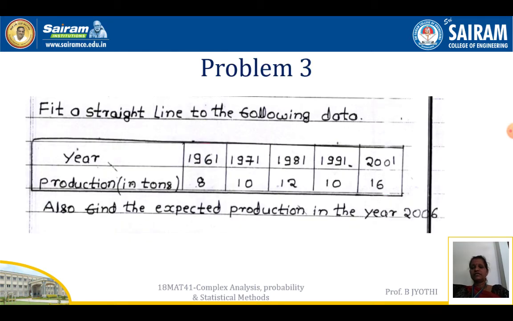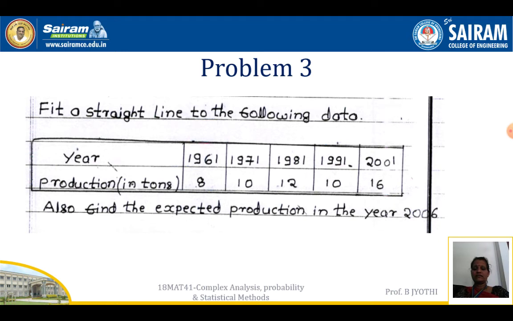Next, fit a straight line to the following data. Year is given as x: 1961, 71, 81, 91 and 2001, and the production in tons is given as 8, 10, 12, 10 and then 16. Also find the expected production in the year 2006.